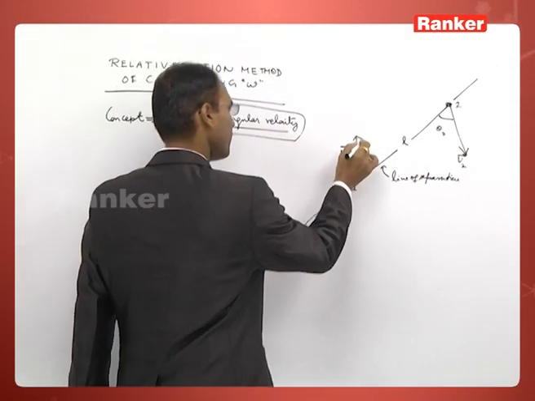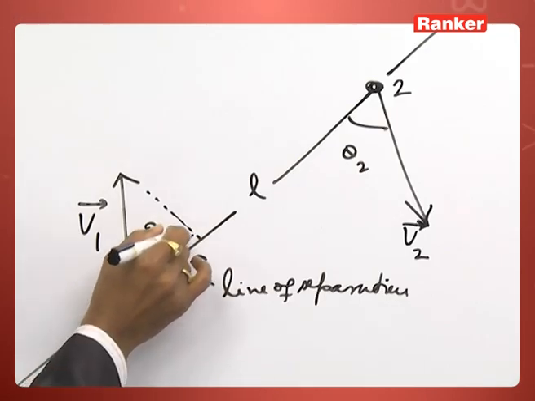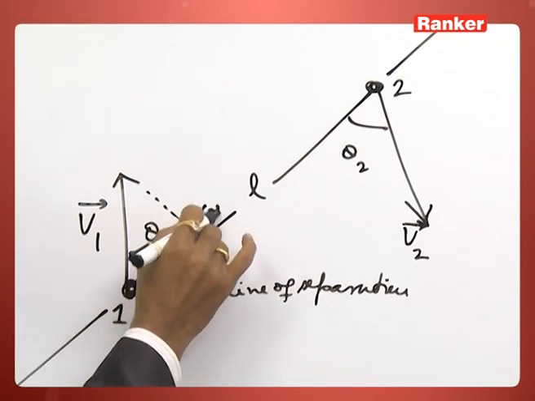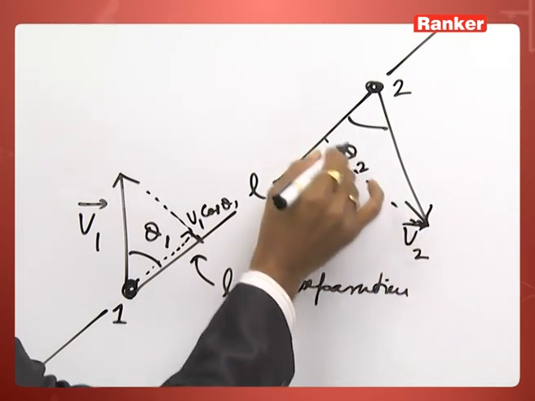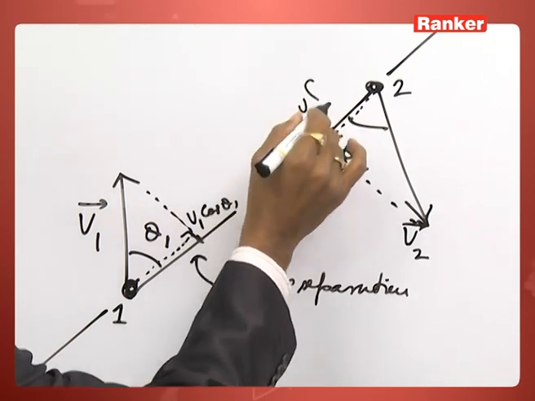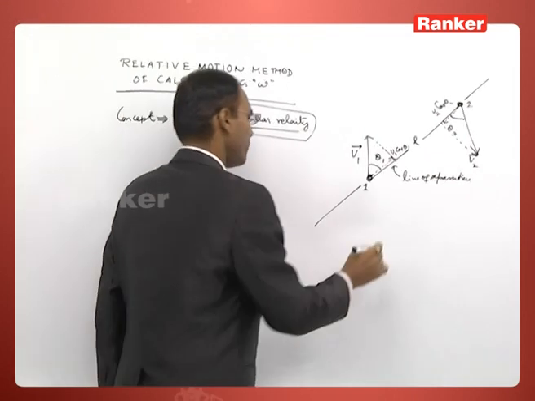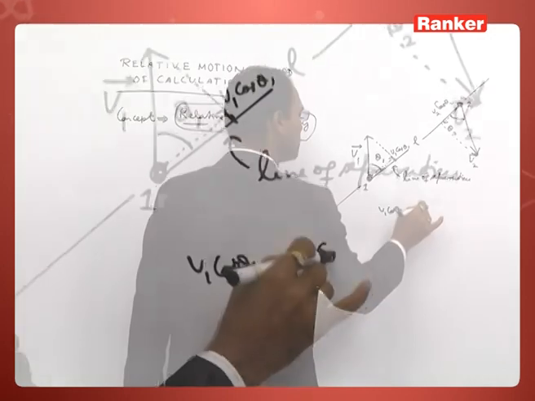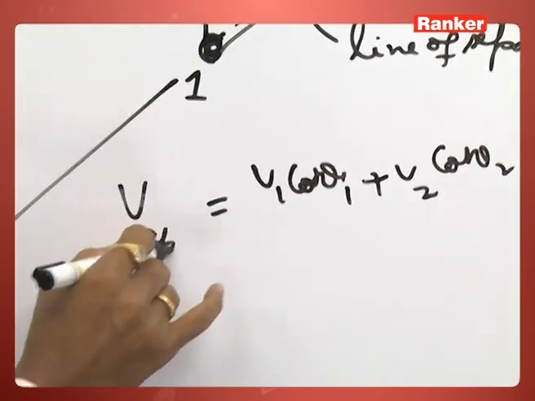You resolve the velocities along the line of separation. This is v1 cos theta 1. Resolve the other velocity along the line of separation. This is v2 cos theta 2. So v1 cos theta 1 plus v2 cos theta 2 is called the velocity of approach.